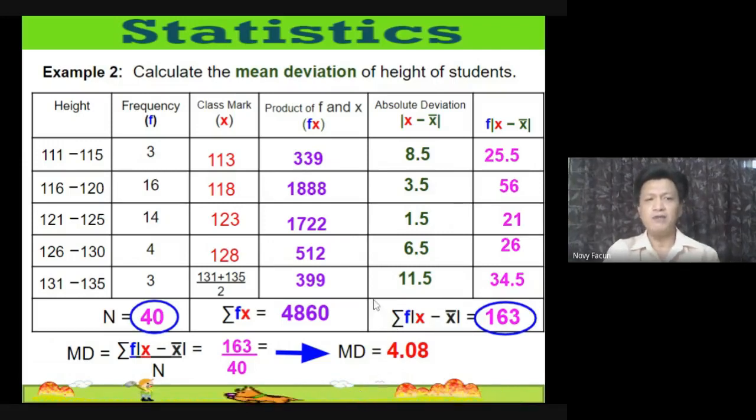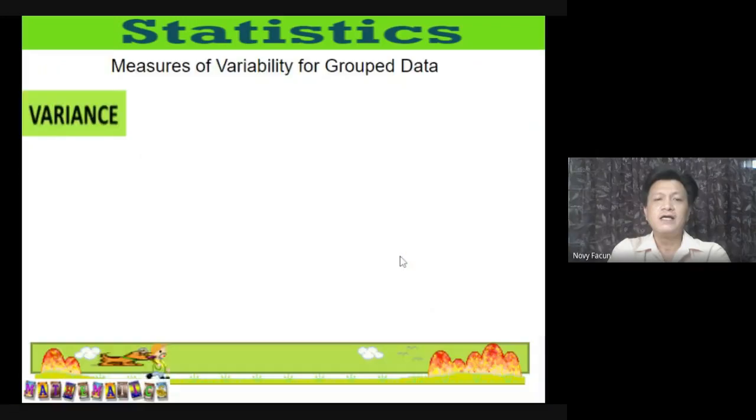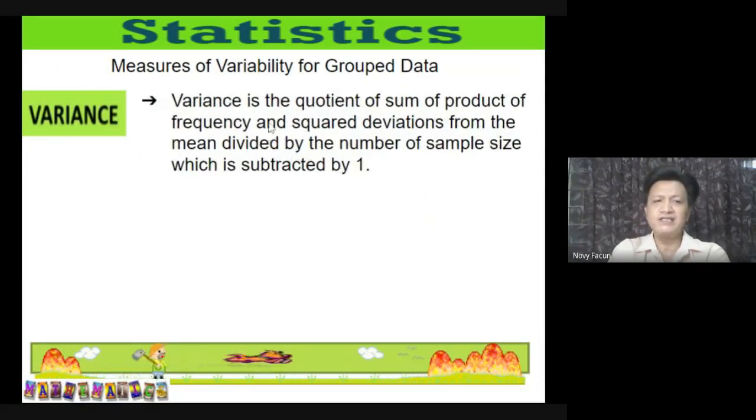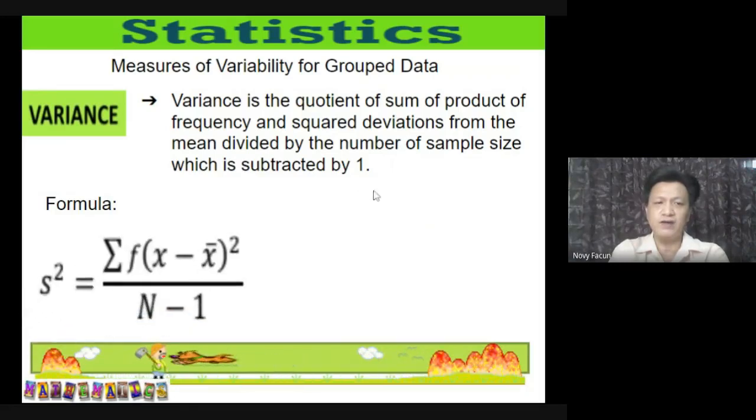Okay, so gano'n lang kung paano mag-compute ng mean deviation for the group data. So with that, let's proceed now to variance. Pag sinabi naman natin variance, this is the quotient of the sum of the product of the frequency and the square deviations from the mean divided by the sample size, which is subtracted by 1. Okay, so ang formula natin for the group data, we have this.